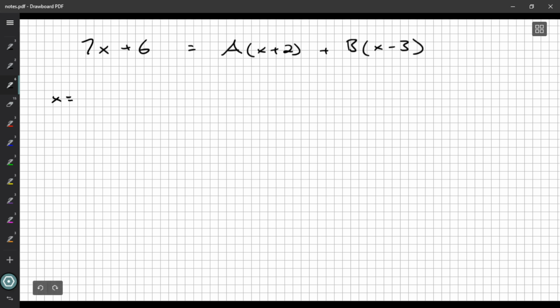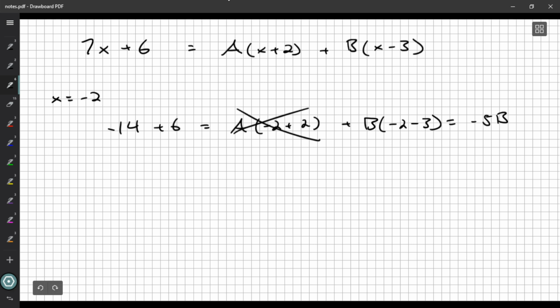Now we can pick some values for x. So if we plug in x is negative 2, we get negative 14 plus 6 on the left. Okay, we'll get a 0 multiplied by the A. Negative 2 minus 3, so we'll have negative 5B. So negative 14 plus 6, that'll be negative 8, is negative 5B. So B must be 8/5.